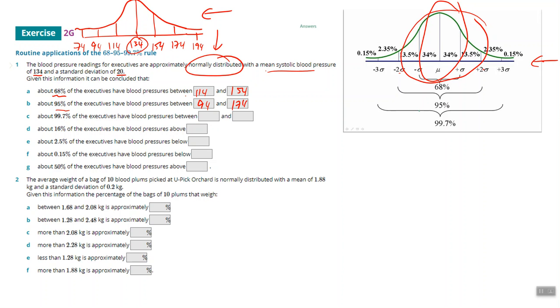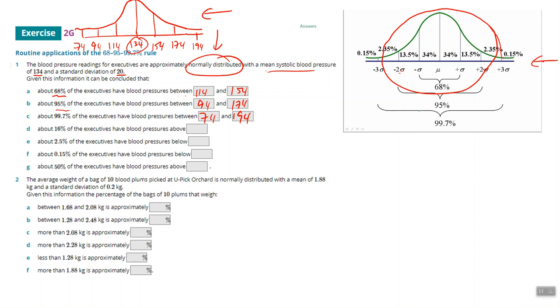99.7%, that's three standard deviations. So if I go from here to there, that's three standard deviations. So 1, 2, 3, 74, to 194. It will lie between these data points.